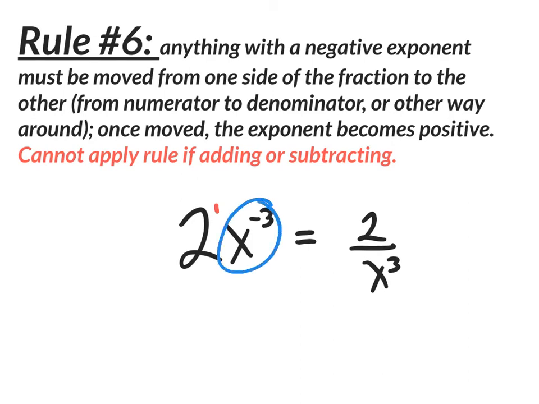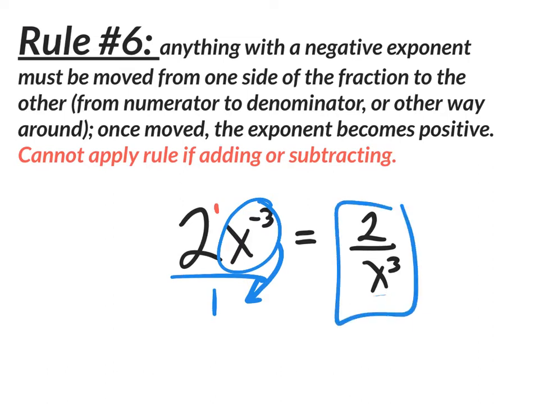Now you're also probably thinking, wait a minute, there is no fraction. Yeah, all terms, you can make them look like fractions by putting a 1 down here. So you're going to bring this down and it's going to become positive x to the third on the bottom. You don't need to write the 1 in front right there. I mean, you could if you want, but you don't have to. So your answer is simply 2 over x to the third.